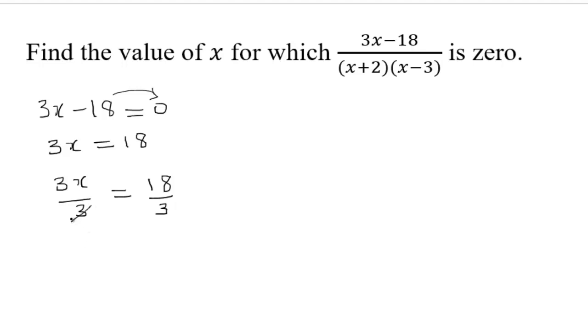So this 3 cancels out 3. x is equal to 18 over 3. Now, how many times does 3 divide 18? That is 6. So it means the zero of the expression given here is 6. It means when you substitute 6 for x into this expression, the numerator becomes 0, and that will render the whole expression 0.